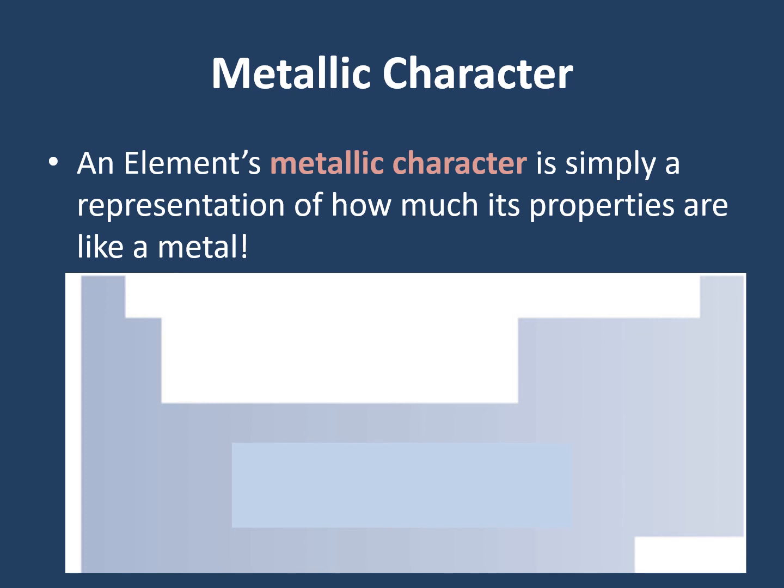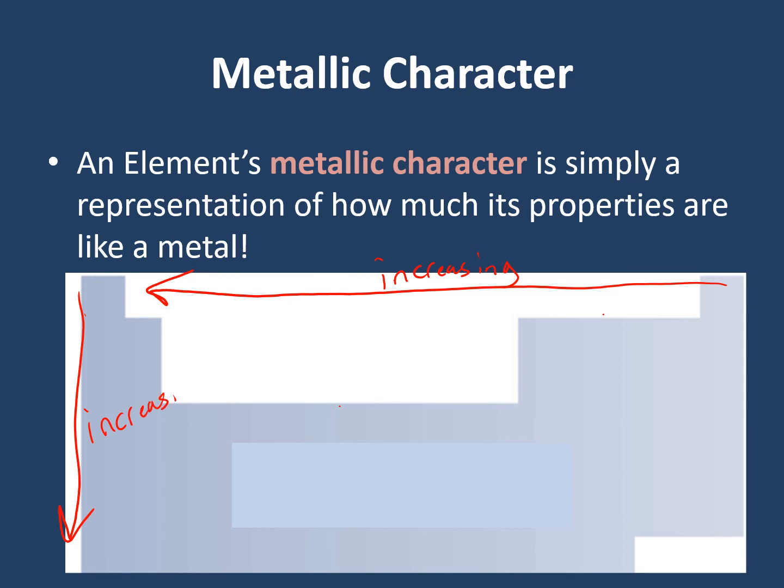Well, as we know, metals tend to be on the left side of the periodic table. Non-metals tend to be on the upper right side of the periodic table. So that is in fact our trend. Metallic character increases as we go to the right and as we go down, right? So increasing to the right, increasing down.